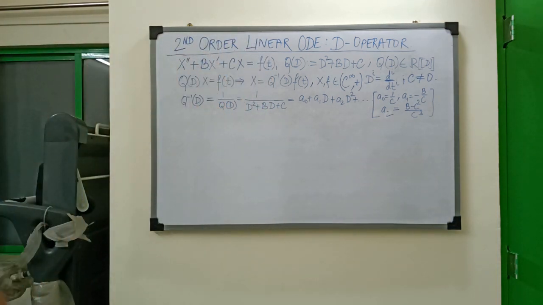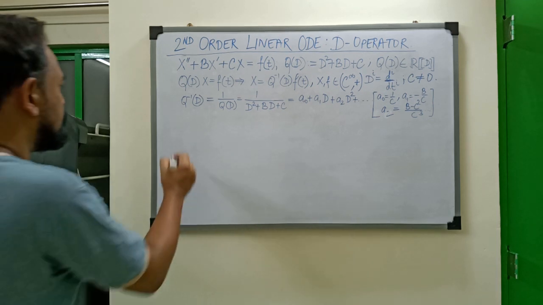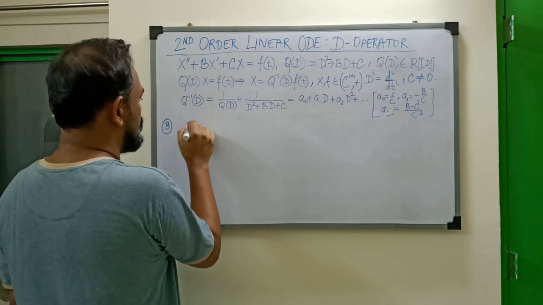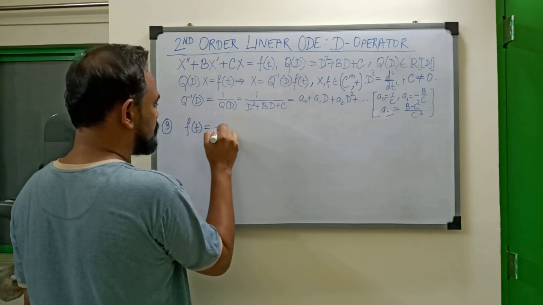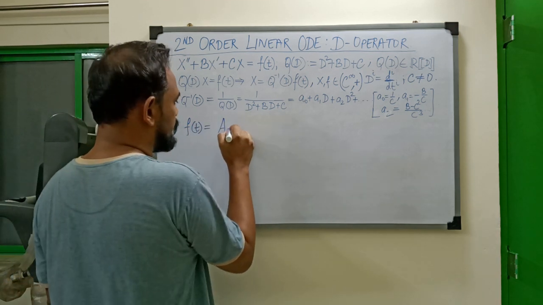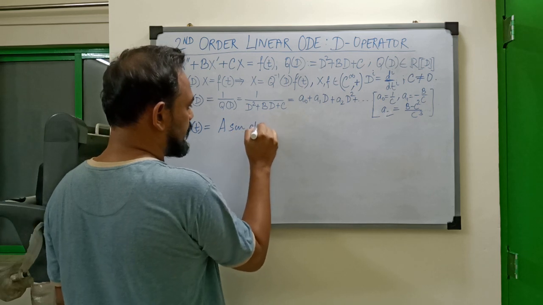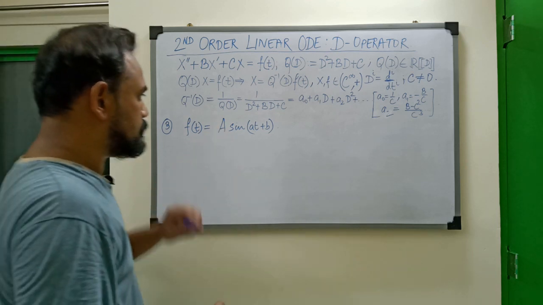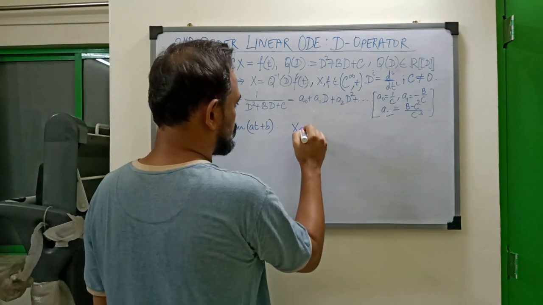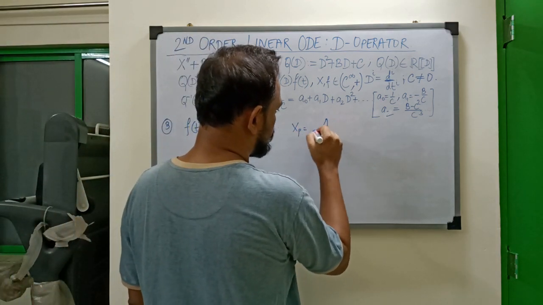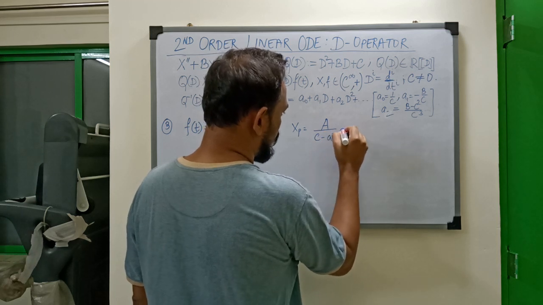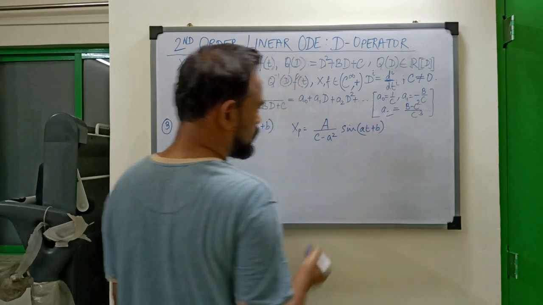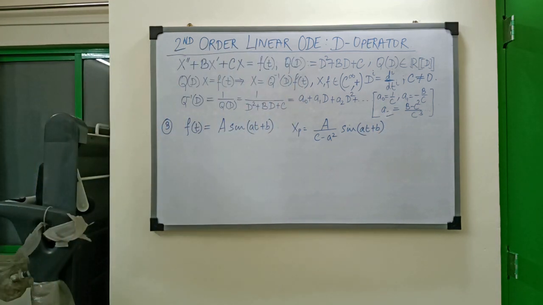How about a sinusoidal input? What if you had the input as capital A sine small at plus b? Well, this was there on the assignment, the first problem, second part, and we found that the particular solution was capital A over c minus a square sine at plus b. We've worked this out in that lecture where we solved the problems.